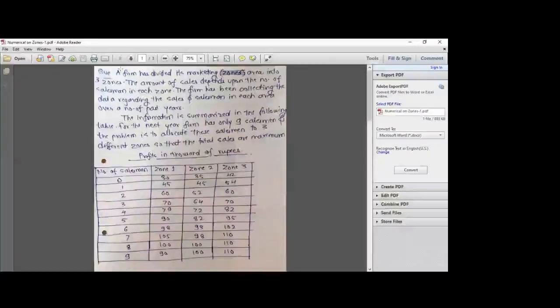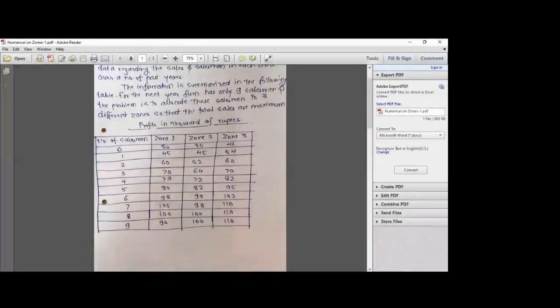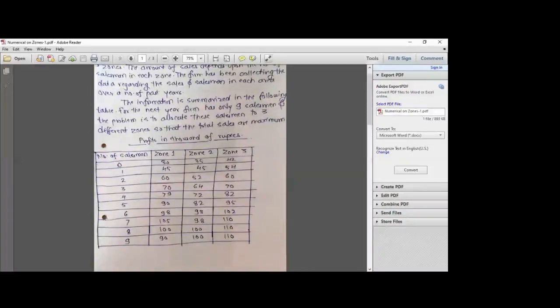The numerical: a firm has divided its marketing area into three zones. The amount of sales depends upon the number of salesmen in each zone. The firm has been collecting the data regarding the sales and the salesmen in each area over the past number of years. The information is summarized in the following table.